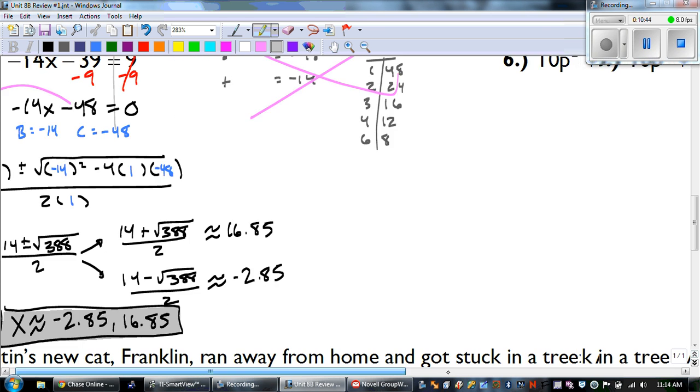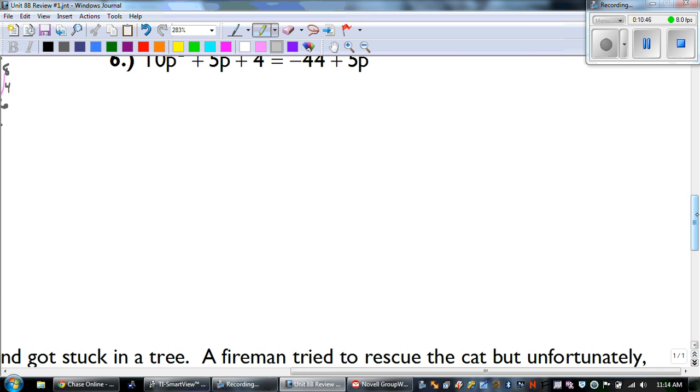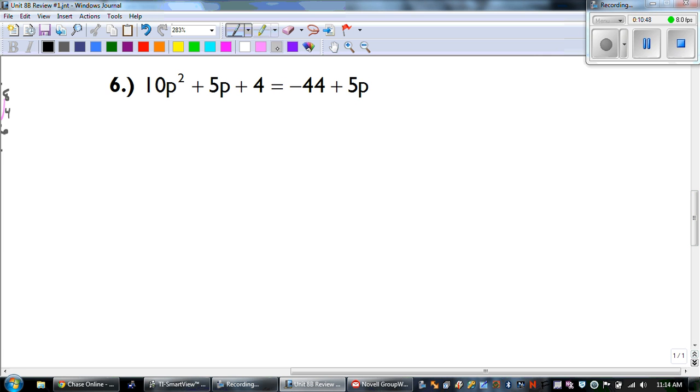Okay. Next one, number 6. All right, so I have a positive quadratic term already. So I'm going to subtract the negative 5, and then I'm going to add the 44. Those cancel, and I get 10p squared. The p's cancel. Plus 48 equals 0.